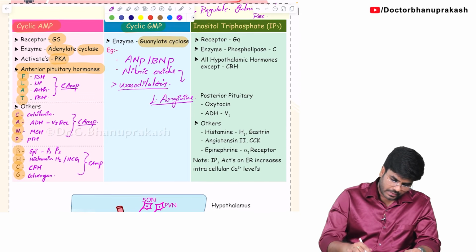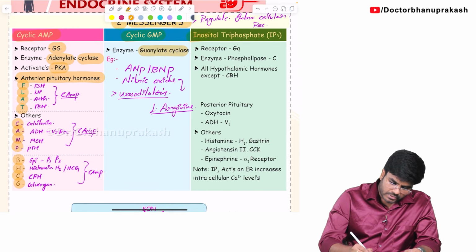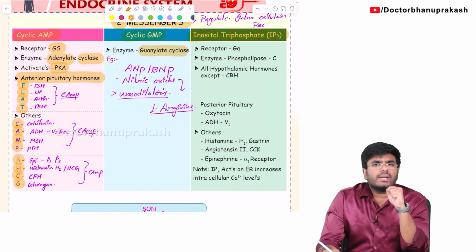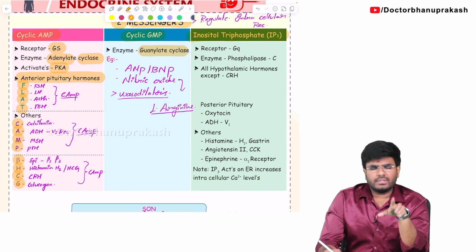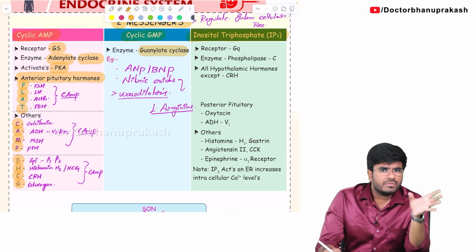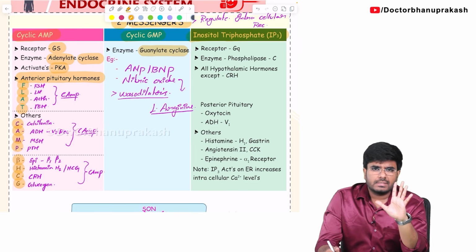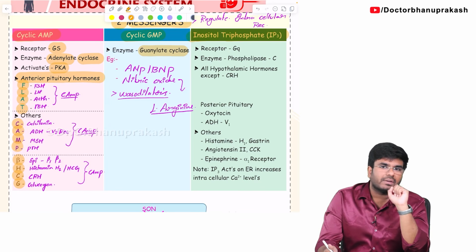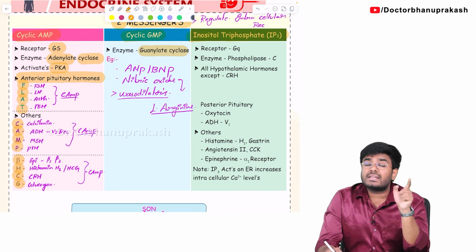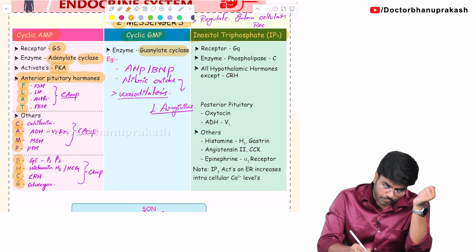Okay, next step. Let's see important points about the inositol triphosphate, IP3. Now, how to understand the inositol triphosphate? Guys, listen. There is a different set of hormones which are going to produce the inositol triphosphate, that we will discuss. But in order to produce it, what is the receptor involved? The receptor is not G stimulatory. Here the receptor is a different receptor which is called Gq.